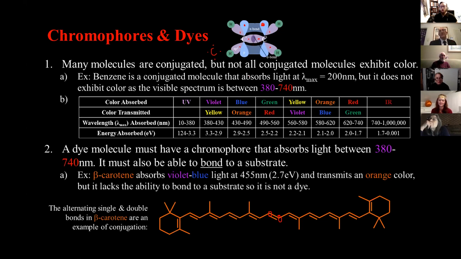Okay, so if we look at a system like beta carotene, we have a large number of those pi bonds present in a molecule like that. So it creates a large band that can absorb light.